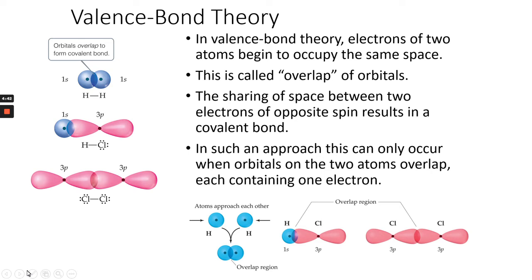So valence bond theory. In this theory, electrons of two atoms begin to occupy the same space. This is called an overlapping orbital. So here you have overlapping. This is an overlapping orbital between hydrogens, and each hydrogen electron is in the 1s. So you have 1s over here, 1s over here overlapping.